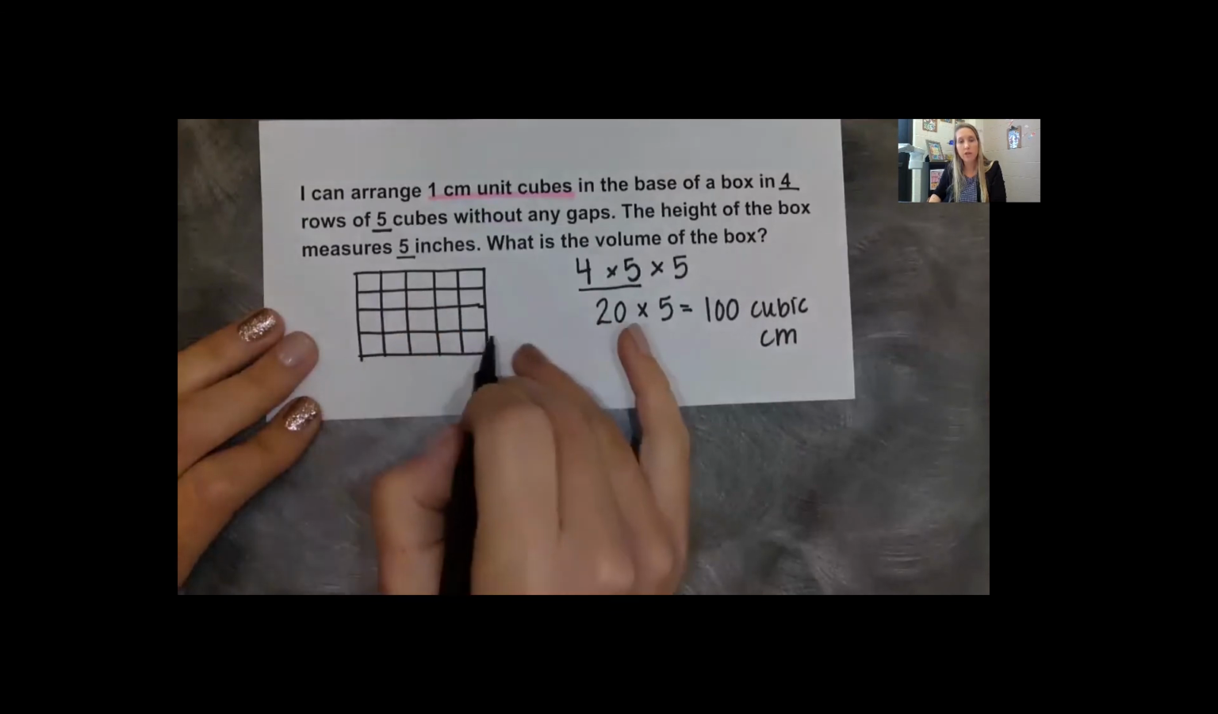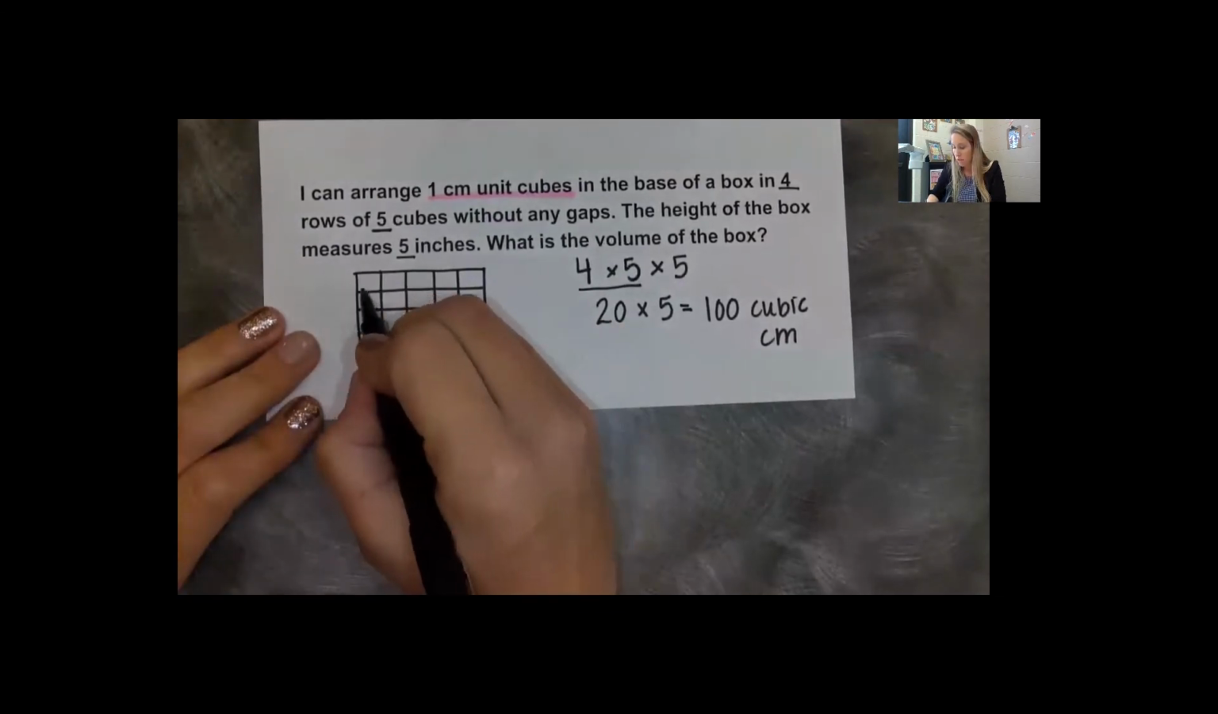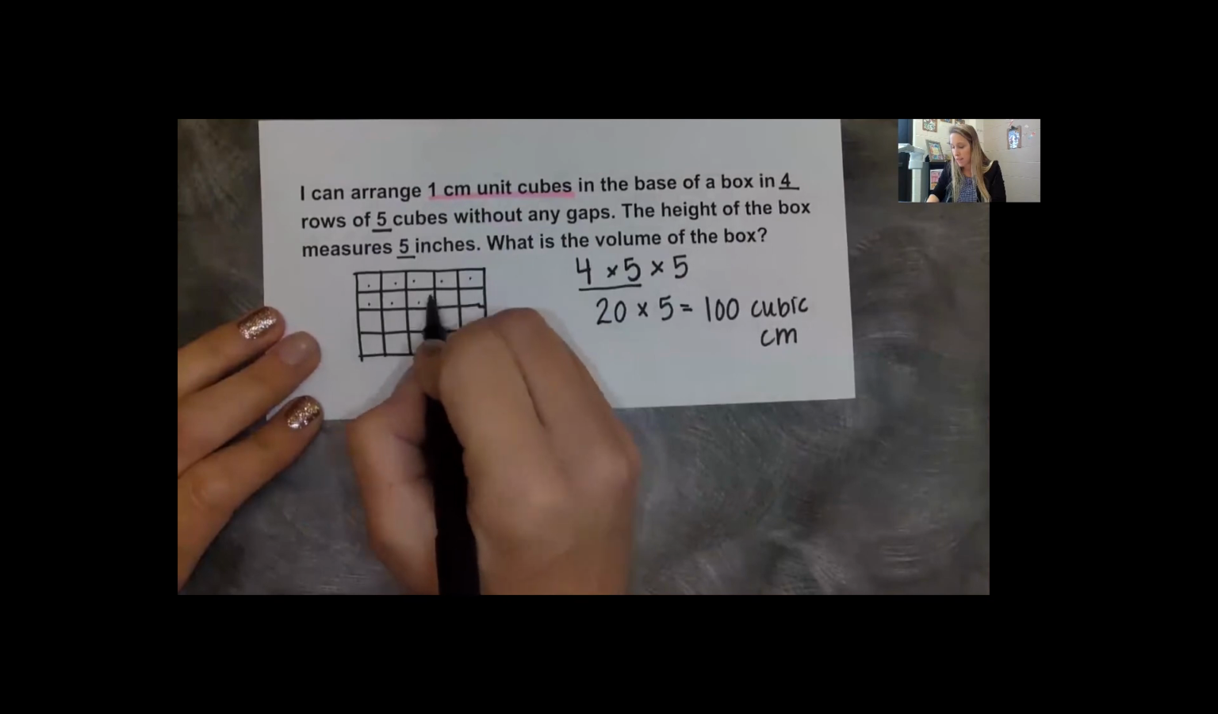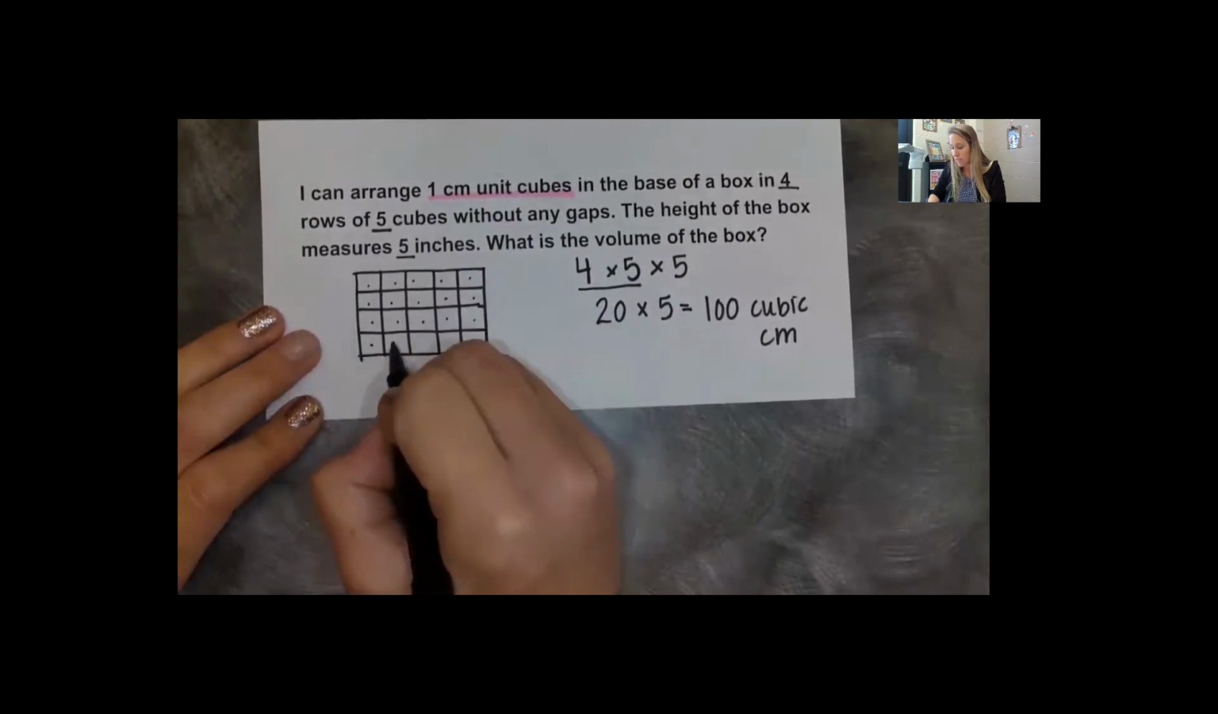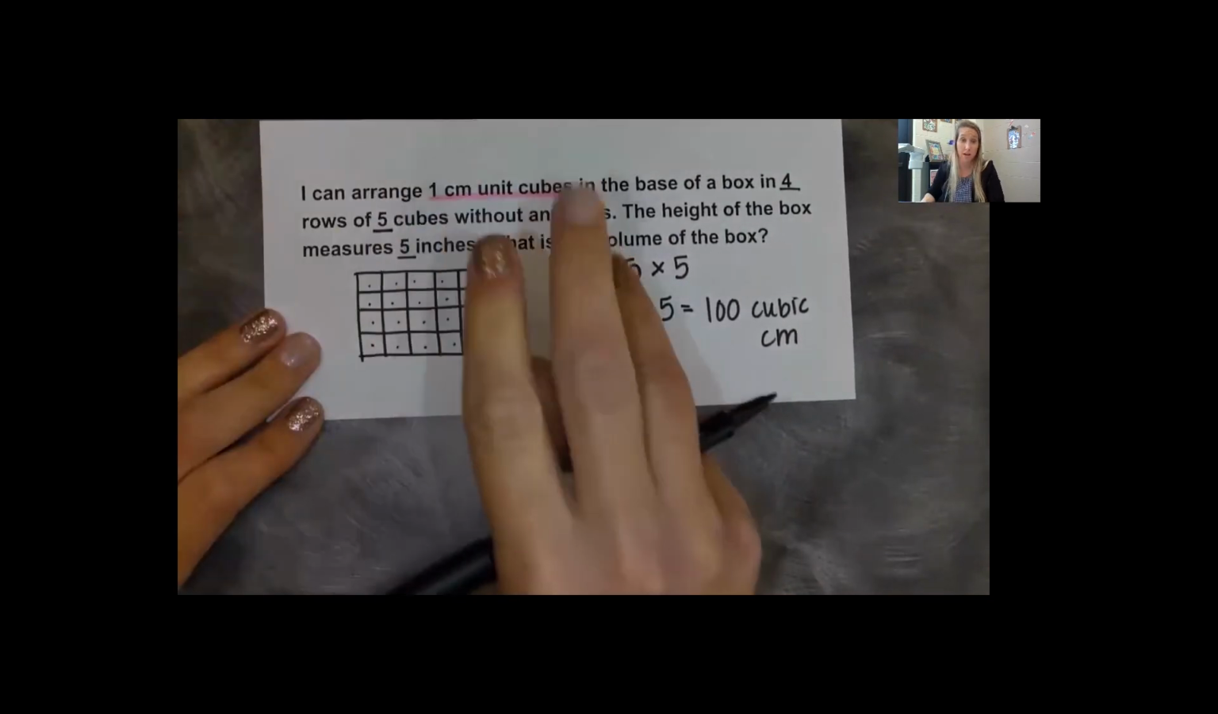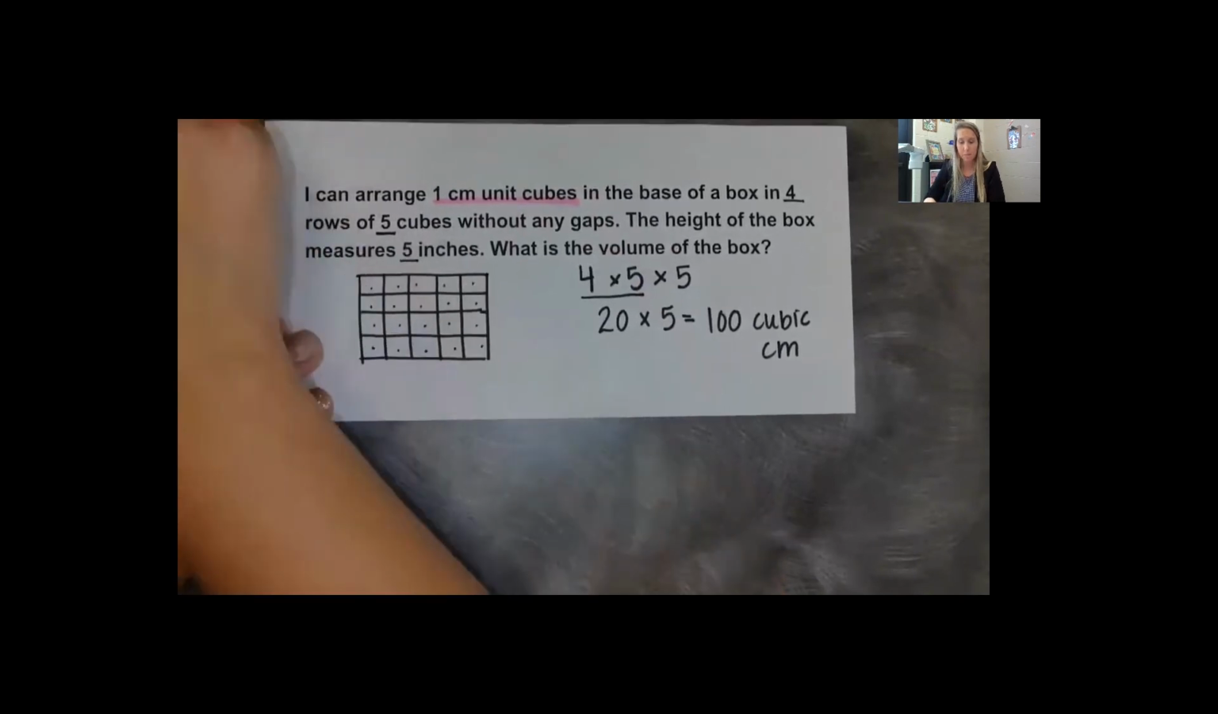Do you see the base area of 20 based on what it said? 4 rows, 5 cubes in each row. There's 1, 2, 3, 4, 5, 6, 7, 8, 9, 10, 11, 12, 13, 14, 15, 16, 17, 18, 19, 20. So our base area was 20.